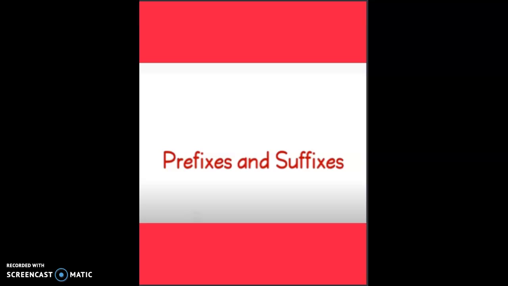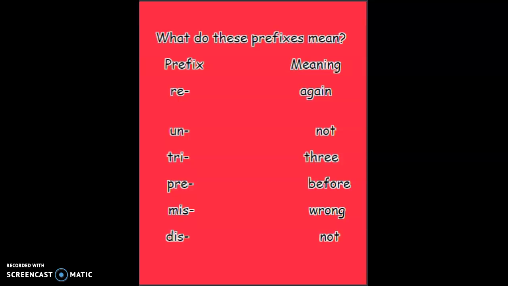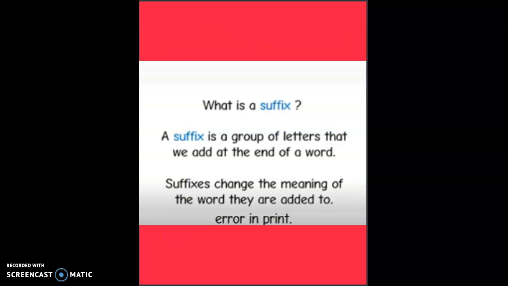Okay, let's delve into prefixes and suffixes. So we start off by looking at what these prefixes mean. The prefix re means again. The prefix un means not. Tri means three and pre means before. Mis is wrong and dis is not. Just take note of how it changes the meaning when you add a prefix in front of the root word. So we have said, what is a suffix?